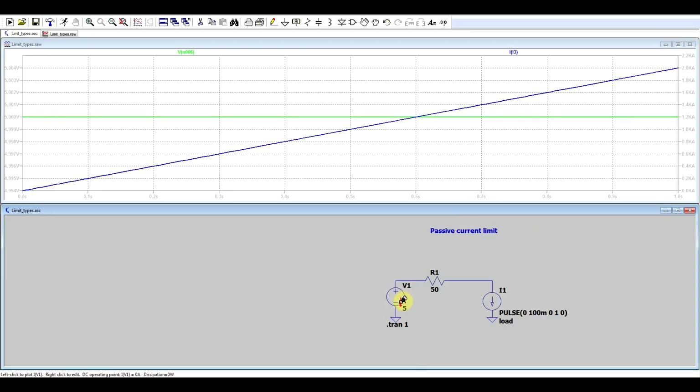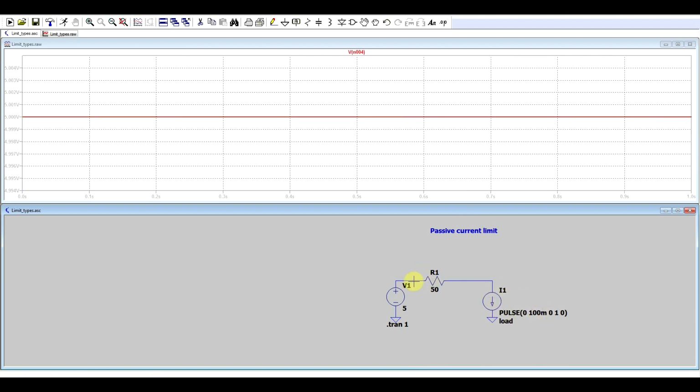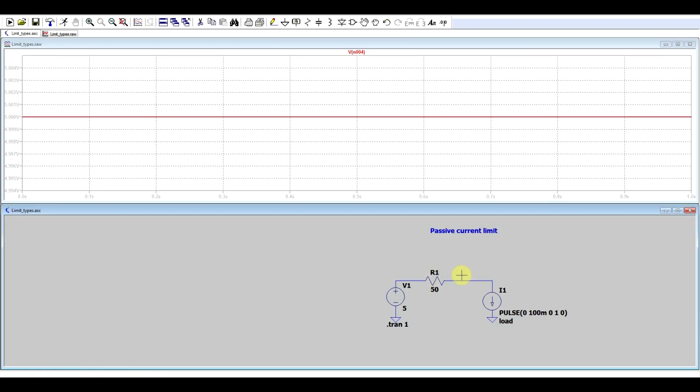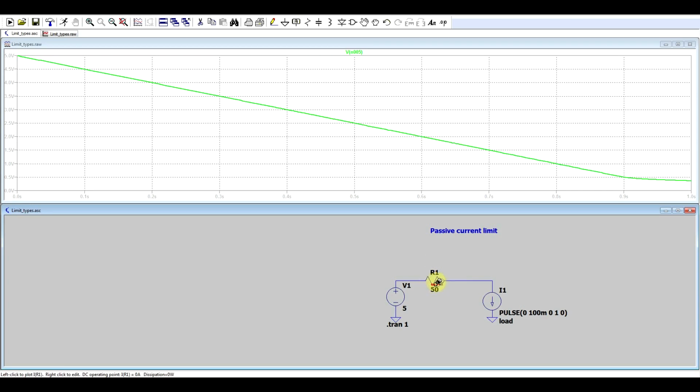Now, the simplest form of current limitation can be achieved by adding a simple resistor in between your signal source and the load. So what I got here is again my 5 volt supply, but I added a 50 ohm resistor in between it and a load. So what I got here is a load going up to 100 milliamps. My supply is still outputting 5 volts, so the supply part was not affected. But by adding the series resistor, the output voltage drops. So we're achieving a current limitation thanks to this series resistor.